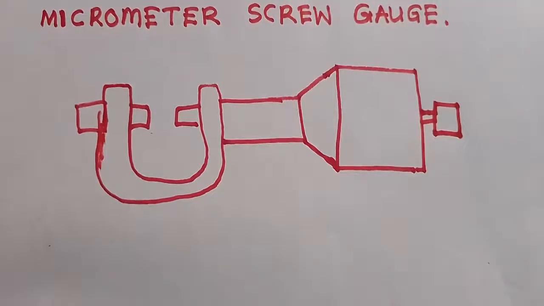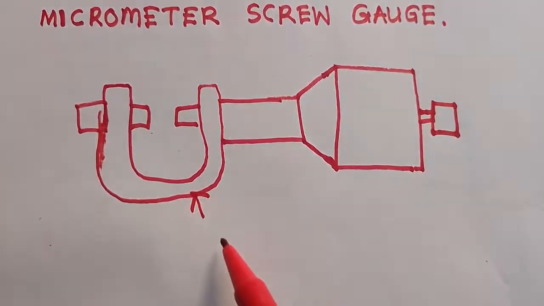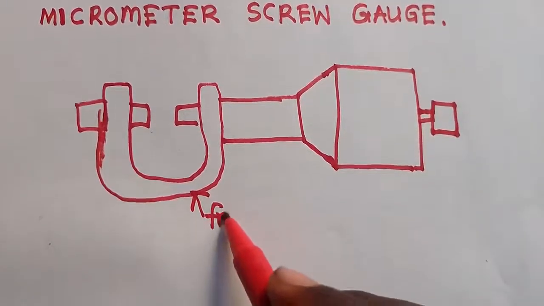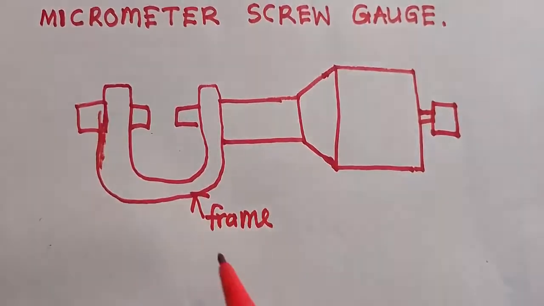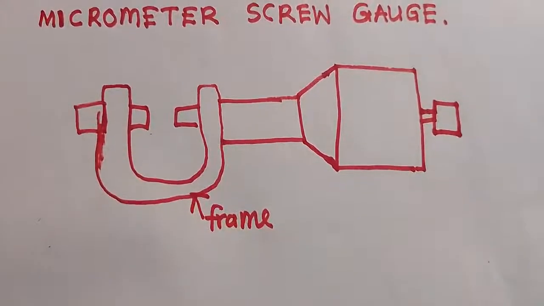This is a micrometer screw gauge. So how can you now start labeling? This one here is called a frame. Have you seen? This is a frame.